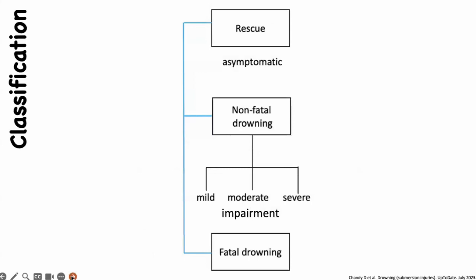So we either have a rescue where there are no symptoms whatsoever and the patient is asymptomatic. We have a fatal drowning on the other side. And then we have a non-fatal drowning in the middle: mild, moderate, or severe impairment. In mild, there might be mild respiratory symptoms; moderate, potentially moderate respiratory symptoms, requiring some kind of ventilatory intervention. Severe is severe respiratory pathology with or without hypotension, or even respiratory arrest or full cardiac arrest.